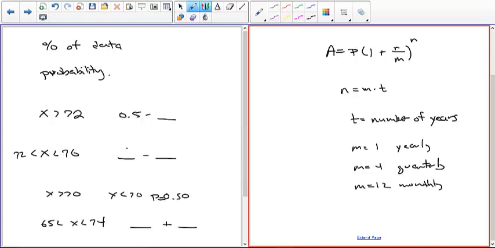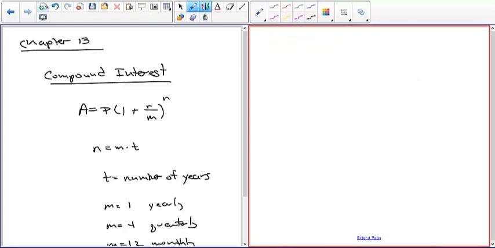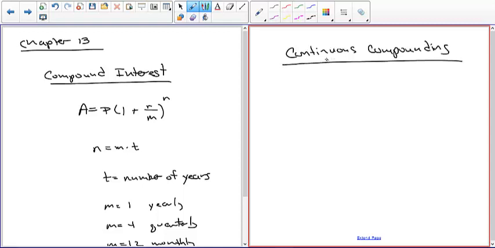I could go to daily, but we're not going to worry about that, because by the time you go to daily, you could have continuous compounding. And this usually goes along with things like CDs. And there the amount is equal to the principal times E to the RT. So we don't have number of compounding periods because it goes to infinity.